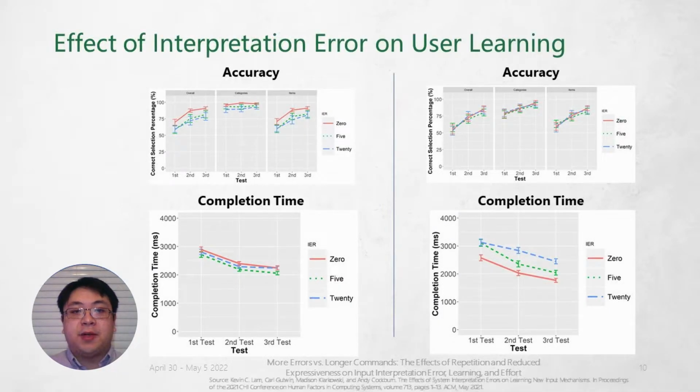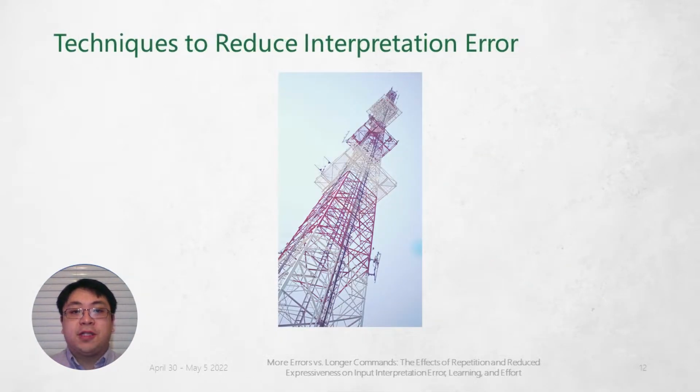Our previous work in understanding the effects of interpretation error on user learning found that increasing rates of interpretation error can interfere with a user's ability to learn and effectively use an input mechanism. This translates to worse memorization of commands and slower completion times for selection-based tasks as the rate of interpretation error increases. While many researchers have looked into reducing interpretation errors, few have considered using techniques that improve the strength of the input signal to make it easier for the system to produce correct interpretations.